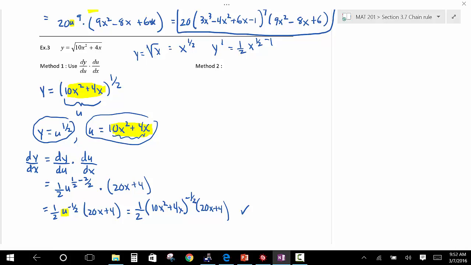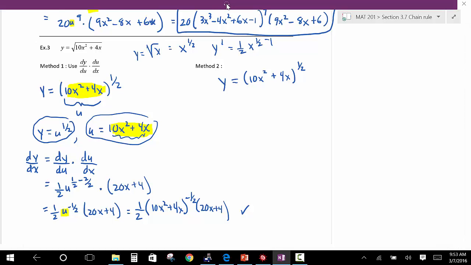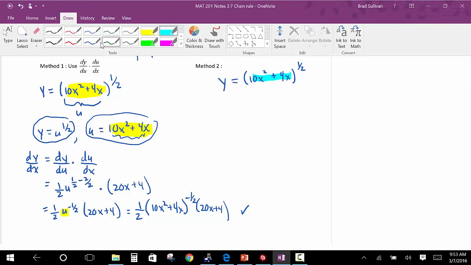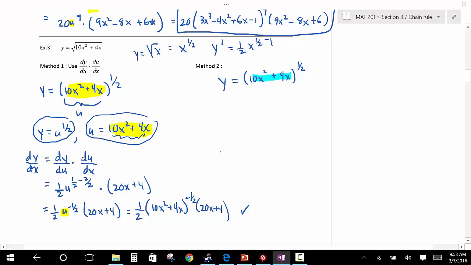Okay. Now let's do this second method. So the second method, you want to rewrite the problem as (10x to the second plus 4x) all to the 1/2 power. And you look at this problem kind of like this. I have something to the 1/2 power. If I have something to the 1/2 power, what I'm doing is I'm kind of thinking power rule. But you have to use a chain rule because you have a function that's being raised to that 1/2 power.